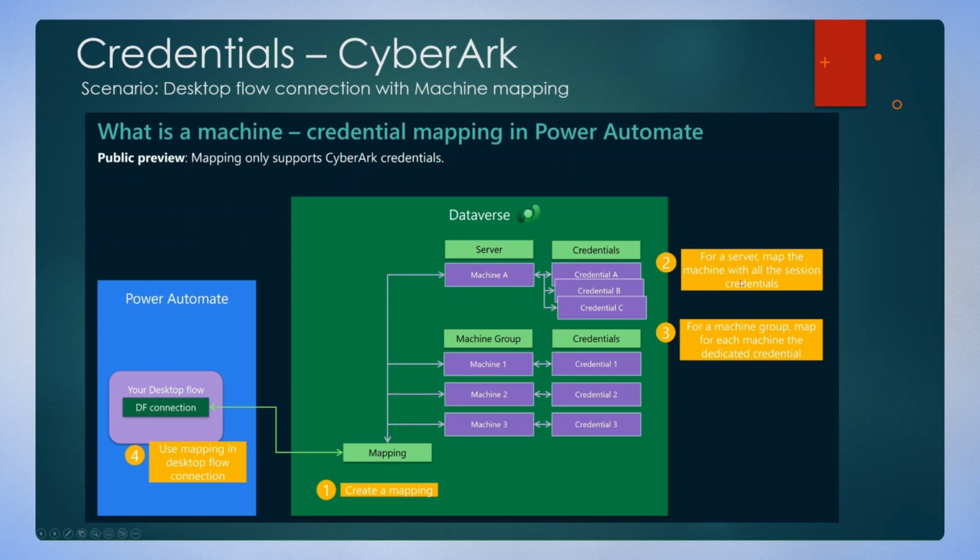So like it says here, for a server, map the machine with all the session credentials as one mapping. In a similar way, you can also create a credential-based mapping or mapping-based credential for a machine group. For each individual machine within a machine group, you can have a dedicated credential that is mapping to an object in the CyberArk CCP's vault/object store. So you can create that, and that way you have that mapping defined for a desktop flow connection as well. So this is a brand new capability that we have introduced, and I'm very excited to see how you can leverage this.